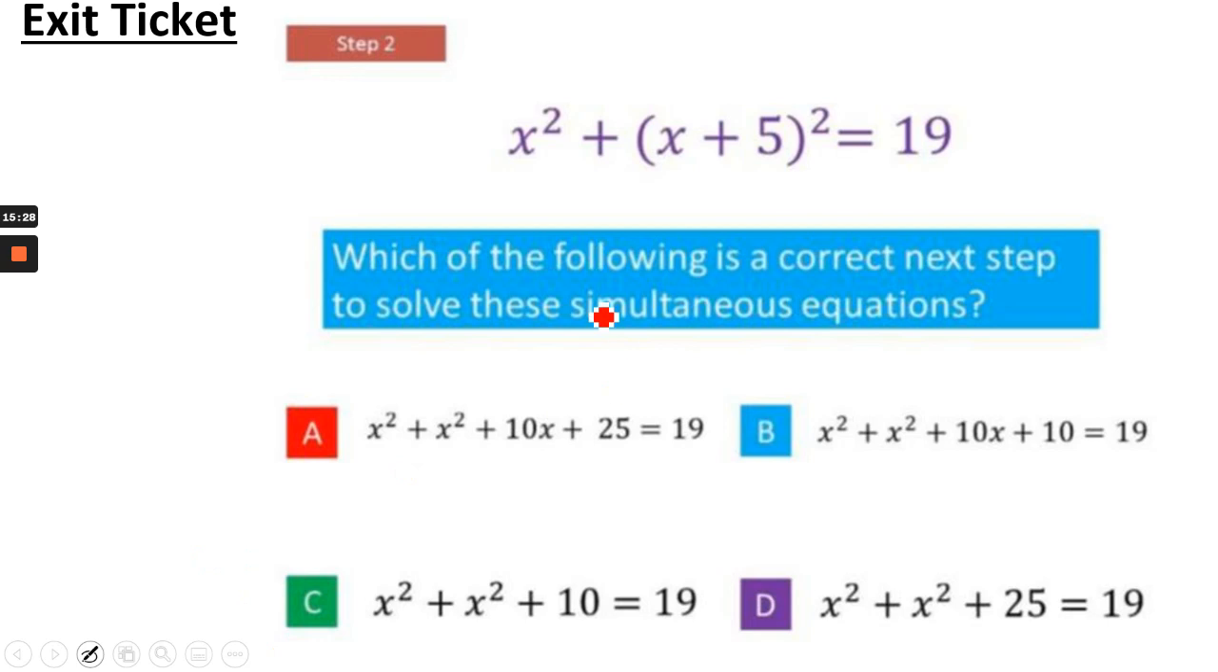Okay, with this one, if you expand this out, you'll get x squared plus 10x plus 25 is equal to 19. Is that one of the options? Yes. So it's going to be option A.